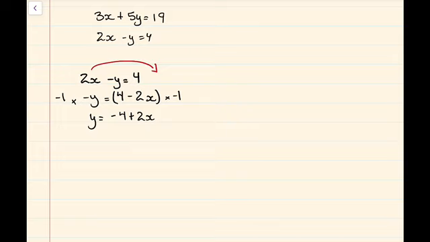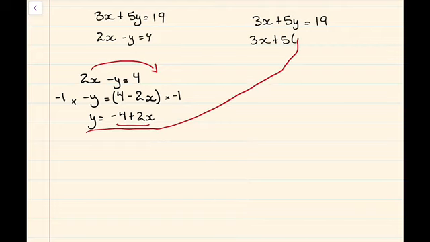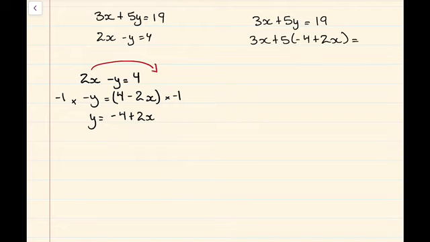So the equation is 3x plus 5y is equal to 19, and then 3x plus 5, and y is going to be whatever this part is, and we're going to substitute it into this y over here. And that's going to be equal to negative 4 plus 2x, and that's equal to 19.